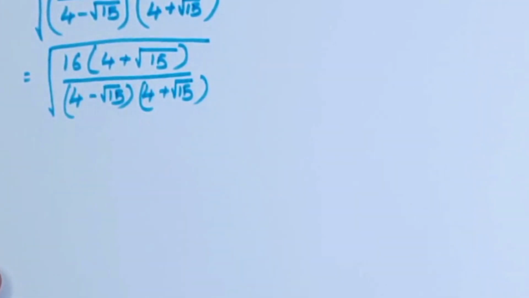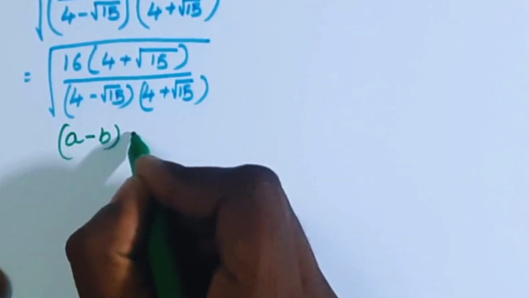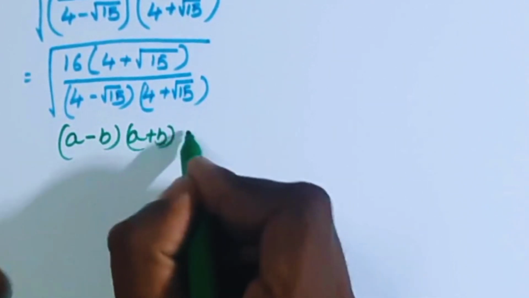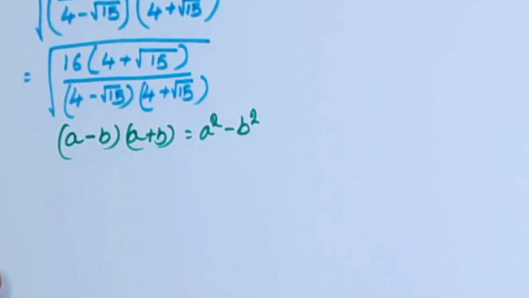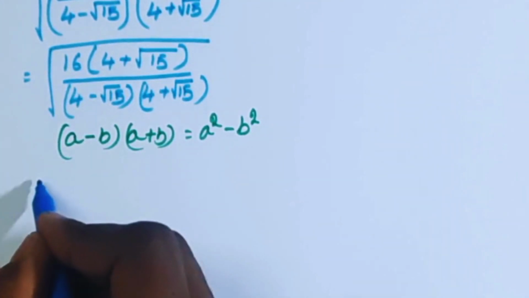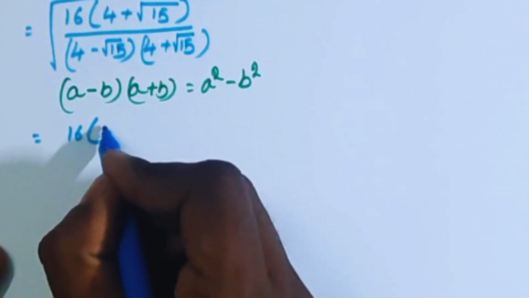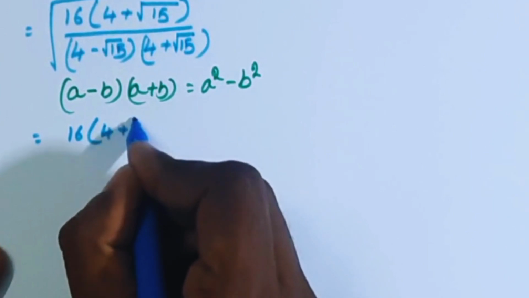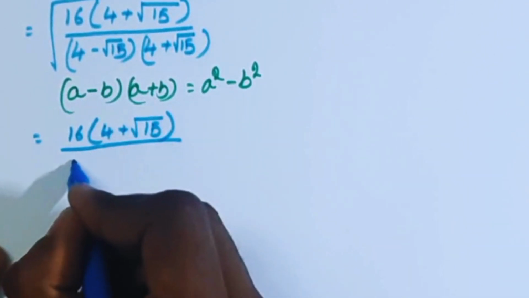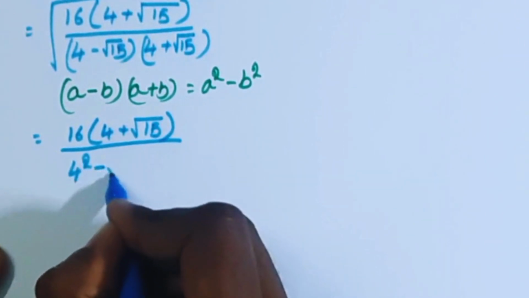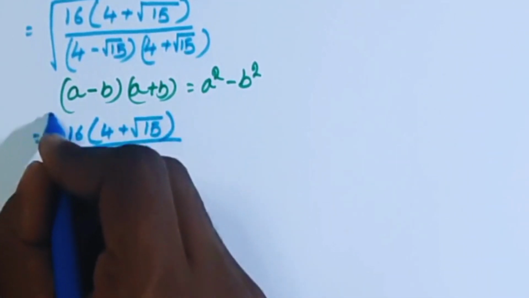Now we know this algebra formula, which is a minus b times a plus b equals a square minus b square. This formula we are going to apply here. So we'll get 16 times 4 plus square root of 15 by, this is 4 square minus square root of 15 square, in whole square root.